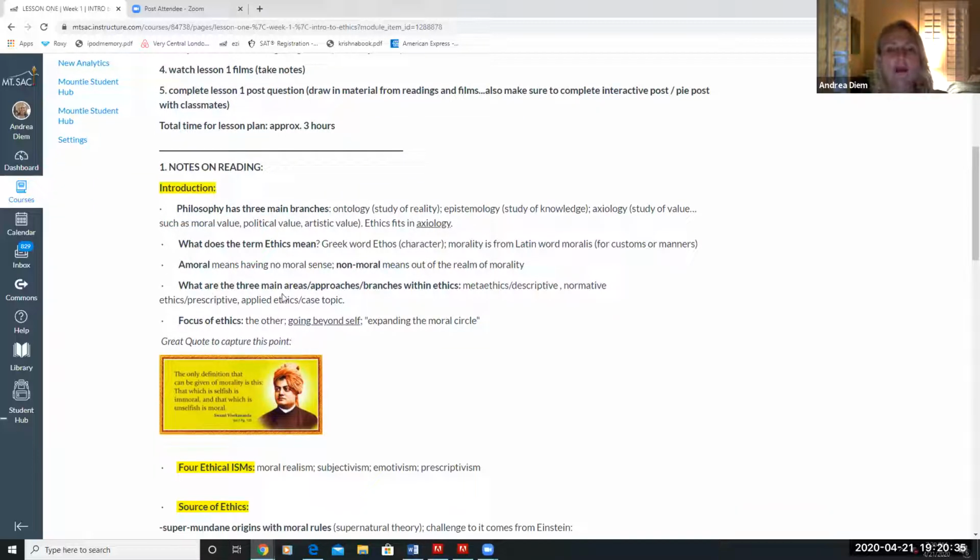What are the three main branches or approaches that are utilized in ethics? And this is very important. These three main branches, I have a little article for you to read on that. It's very short. It's actually from a much longer article, but I just copied and pasted certain sections for you. And let's start with the first.